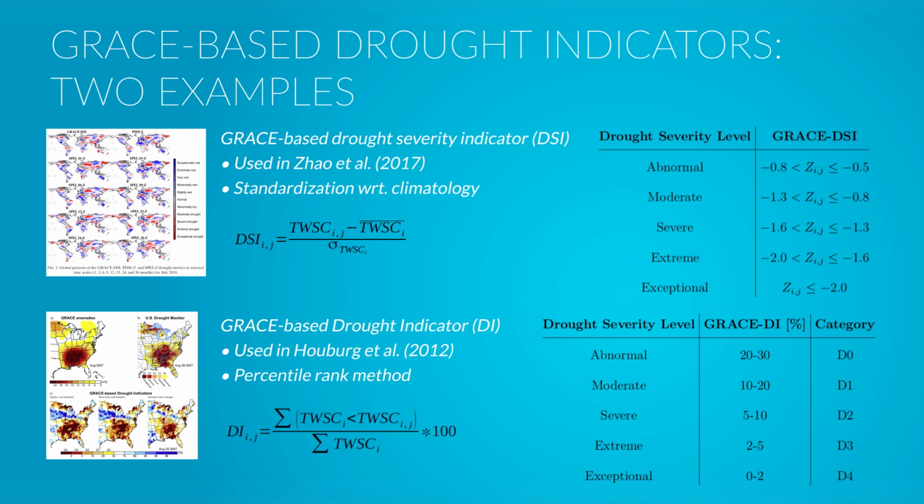Then the second indicator is the Hoburg indicator. It uses a percentile rank method. This means that we count the number of values that fall below our actual value, and then we divide it by the number of total values for that month. Again, we have the advantage that we have severity classes for these outputs.